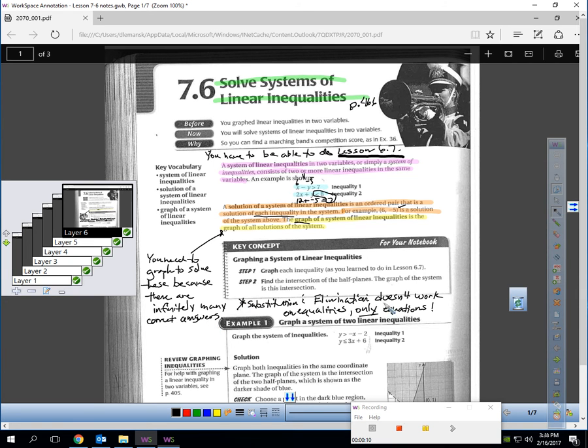Substitution and elimination do not work on inequalities, only equations. Okay? I got to put inequalities there. So elimination and substitution do not work on inequalities, only equations.